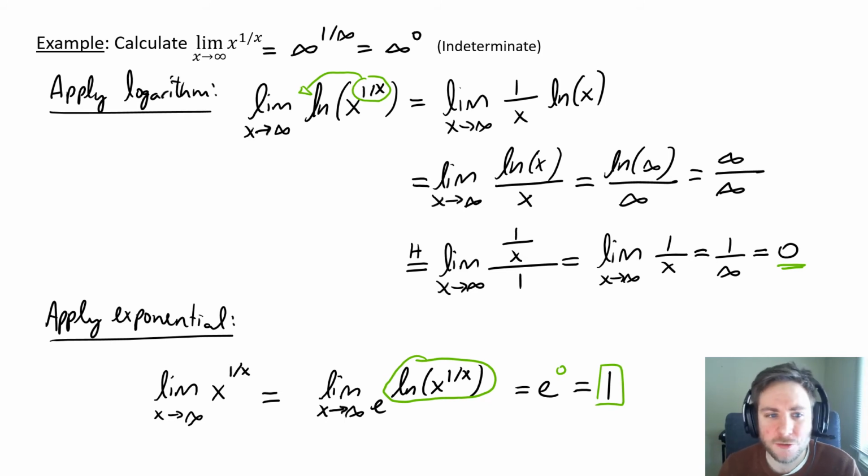To make a long story short, whenever you apply the natural log at the beginning and then calculate the value of the resulting limit, as a final step, you need to take e to the power of that value to get the answer to the original question.